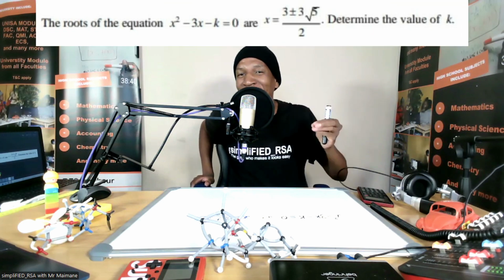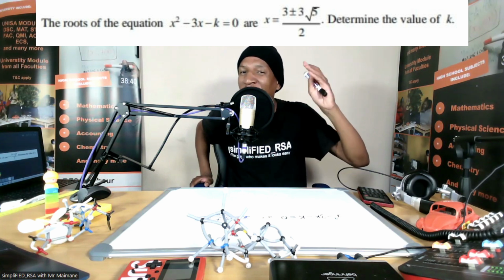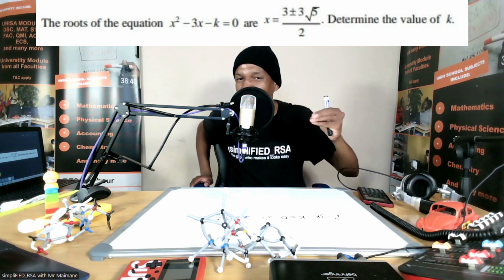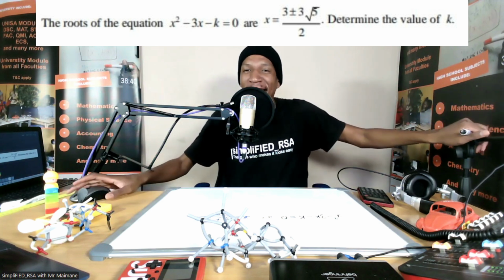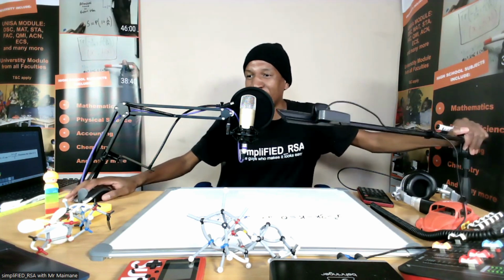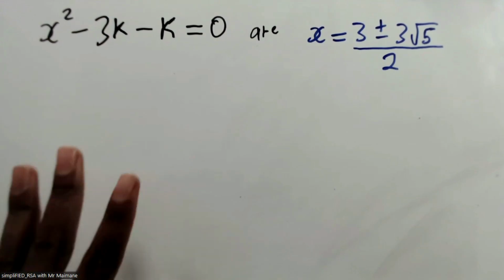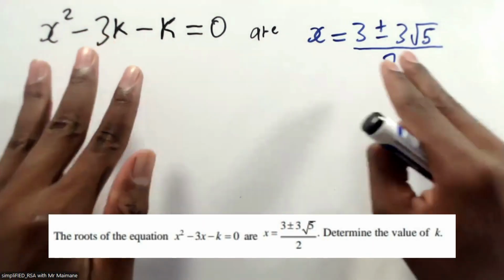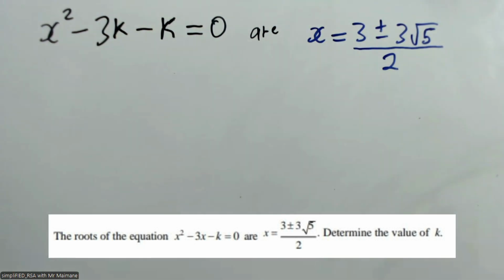With that being said, every type of question only looks complicated if you never read the question properly. But if you read the question properly and understand what you are expected to do, automatically the answer will reveal itself. Now, let's go with the question that we have. We are given that the roots of this equation are this. Let's not mind that. Let's analyze the roots as we know.